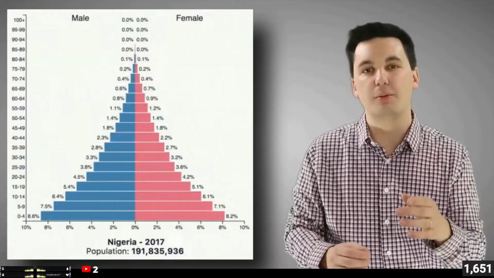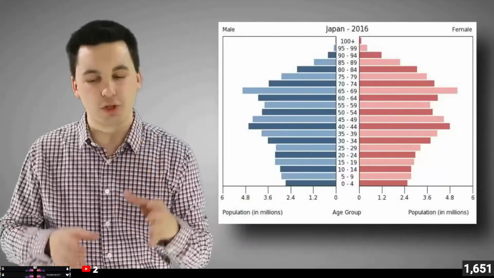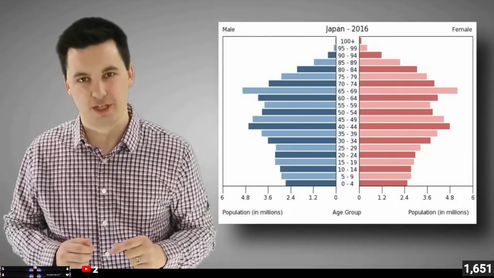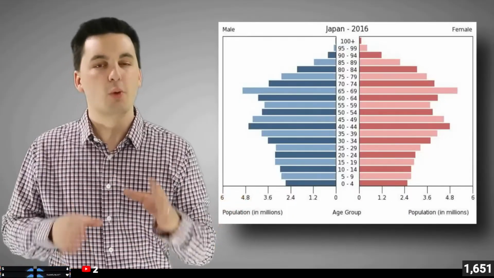Remember, if we have a really large base, we're probably in more of an early stage in the demographic transition model. However, on the other hand, if we're looking at a population pyramid that's more top-heavy, we're probably in a later stage of the demographic transition model. And we might be having some issues with our dependency ratio, which means we actually might be putting more burdens on the working class.